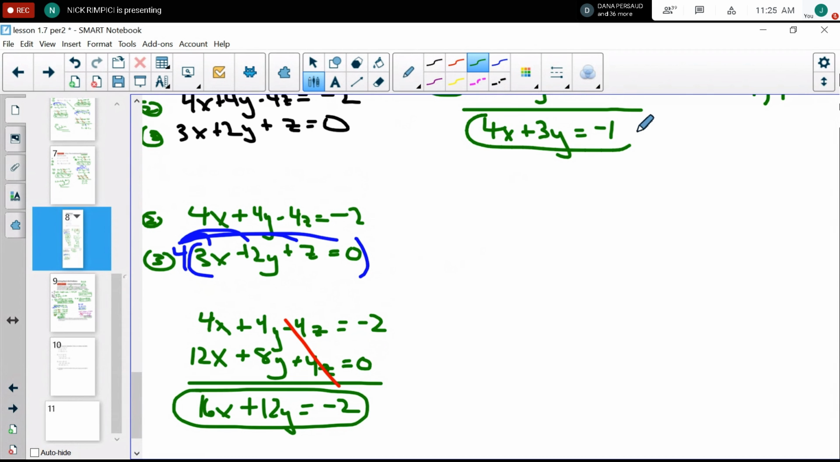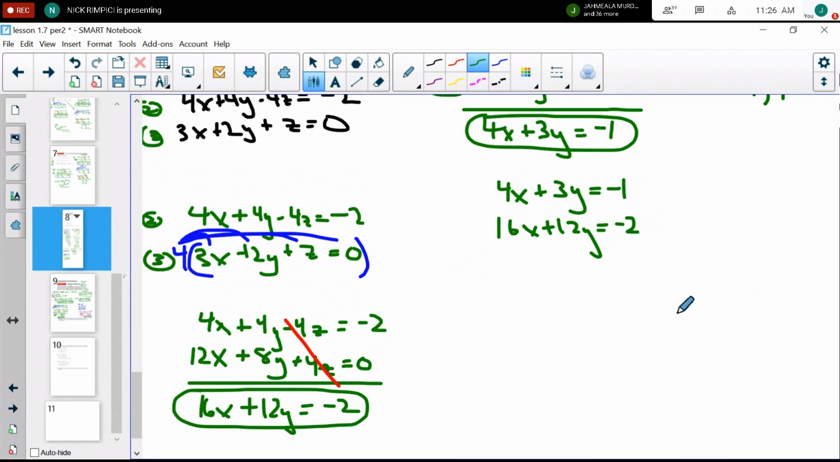My other equation's over here. Let me put these next to each other. I have 4x plus 3y equals -1. And I have 16x plus 12y equals -2. If I add these together, unfortunately, nothing is going to eliminate. So you're going to have to pick a variable here, either x or y, and then eliminate that variable. So somebody want to select one?